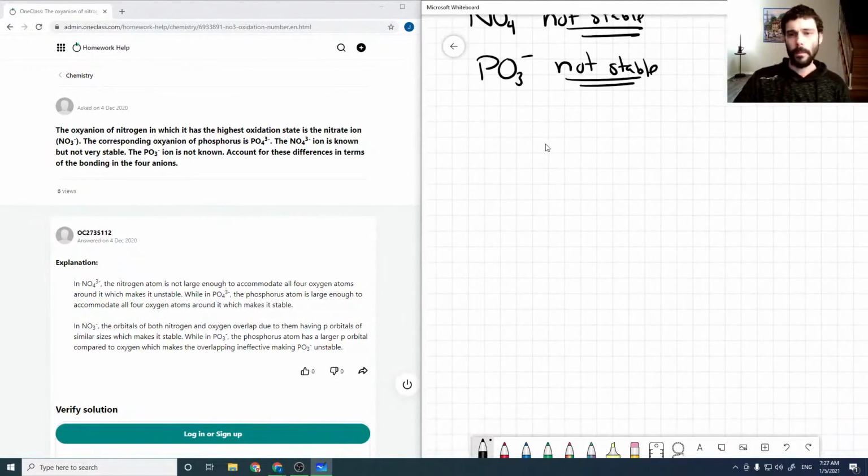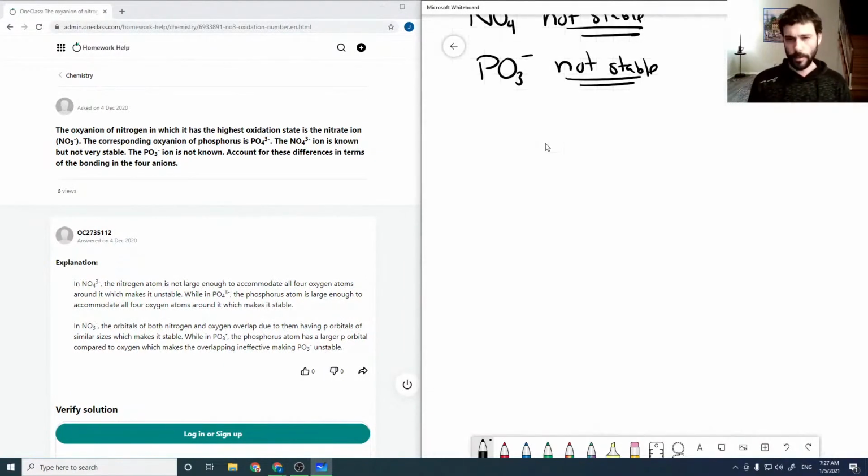Okay. So for NO3, first of all, let's look at NO3 minus. So we have 5 valence electrons here. We have 6 valence electrons times 3, which is 18. 18 plus 5 is 23, but we can't forget the negative sign, so we get 24 valence.